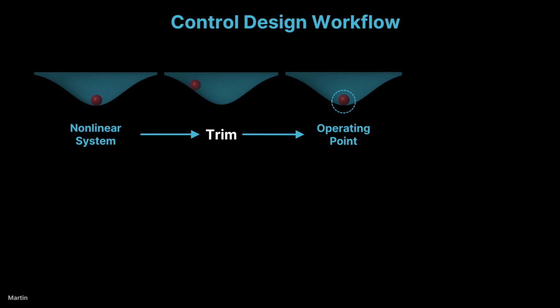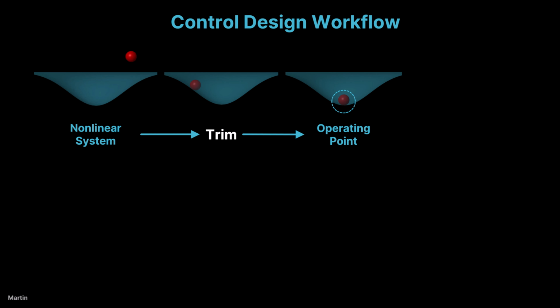Let's take a look at the control design workflow. The quadcopter model is complex, with many nonlinear components. So the first step in the process is to trim the model to identify a steady-state operating point. An operating point refers to a specific set of values for the state variables, like position, velocity, and orientation, and control inputs, such as thrust and control surface deflections, that represent a steady flight condition. This steady state is crucial as it serves as the baseline for further analysis and control design.